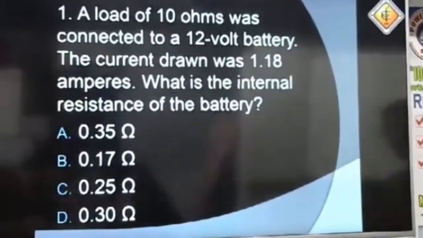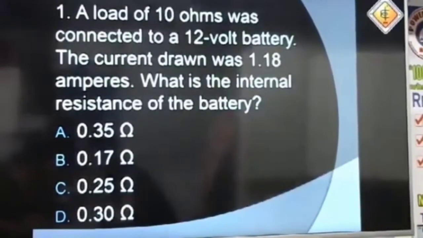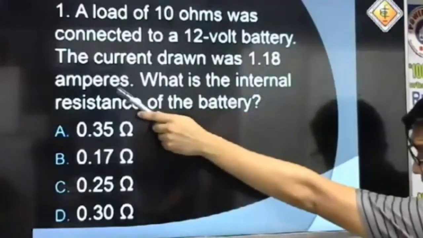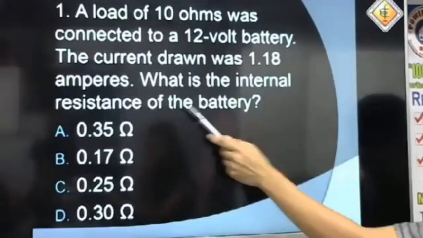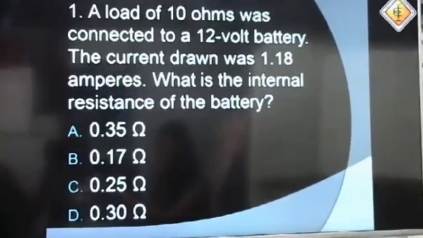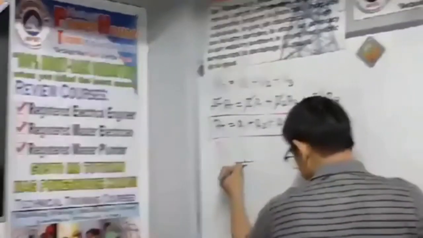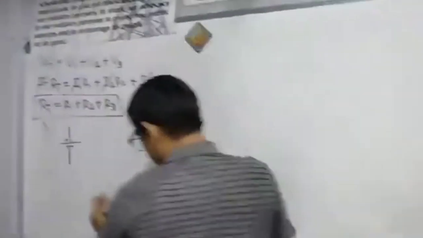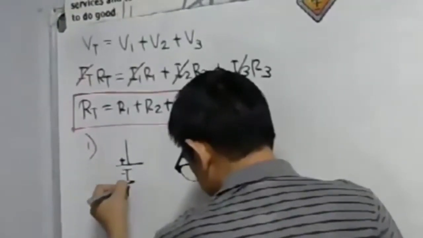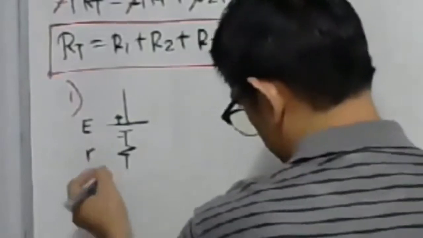A load of 10 ohms was connected to a 12 volt battery. The current drawn was 1.18 amperes. What is the internal resistance of the battery? Okay, so we have here a battery. Always remember that a battery has an internal EMF. So we have the positive, then the negative. And a battery has an internal resistance. The internal EMF is represented by big E, then the internal resistance is represented by small r.